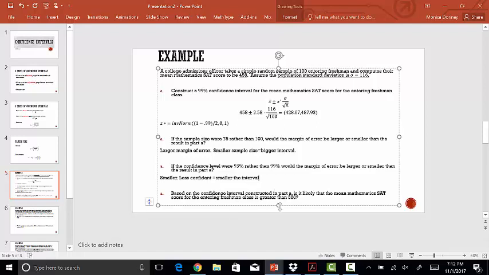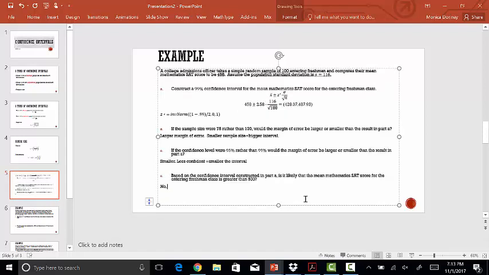All right, the very last question says, based on the interval constructed in part A, is it likely that the mean mathematics score for entering freshman is greater than 500? Well, 500 is bigger than my interval. It's bigger than the highest value of my interval. My highest value is 487. So in my mind, I'm saying since I'm 99% confident that the mean falls in this range, I definitely do not think that a mean score greater than 500 is likely. So again, I would just simply say no, 500 is not in the interval.